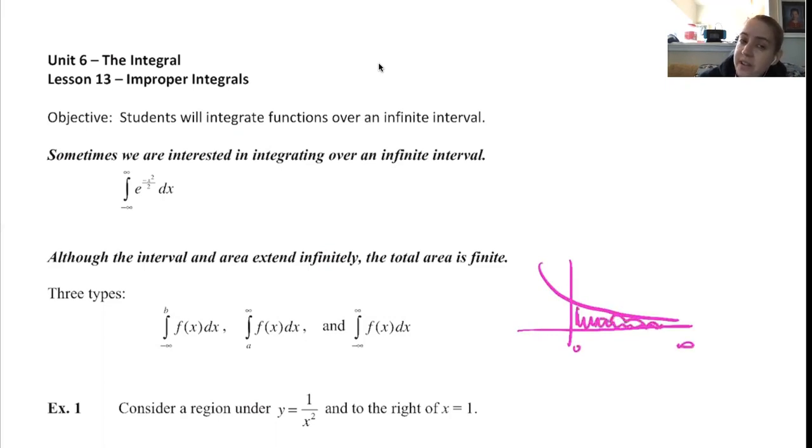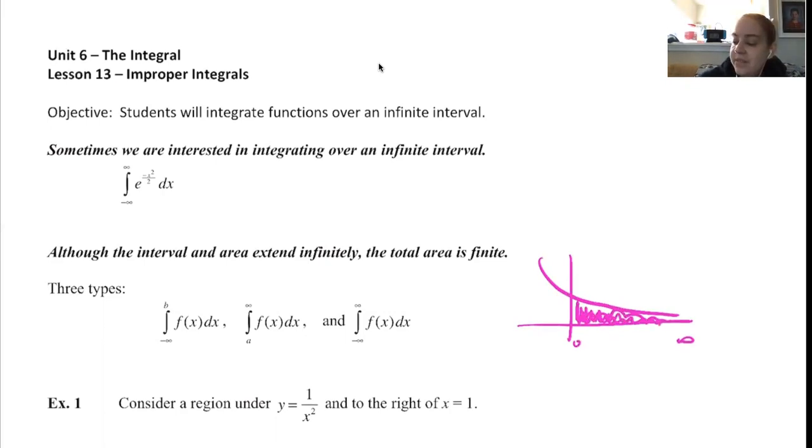it's not true for all functions that go to infinity, just certain functions, you might be able to actually find the area, even though this extends forever and ever and ever. The area is finite. I know some of you aren't going to like that very much. But there's three types that we have to deal with. Negative infinity to a value, a value to positive infinity, or negative infinity to infinity.